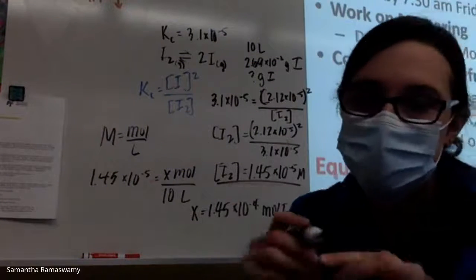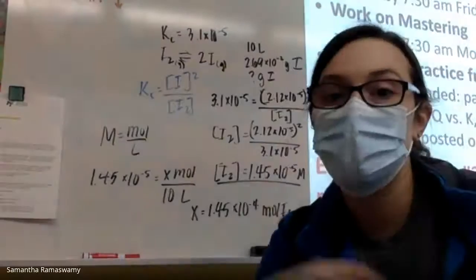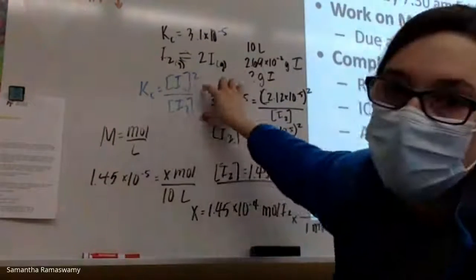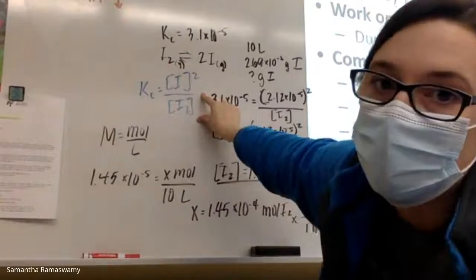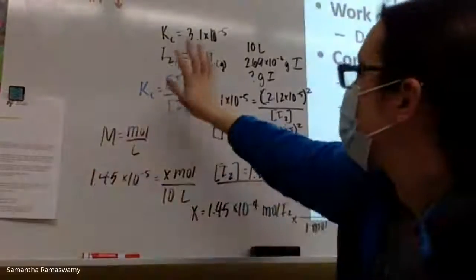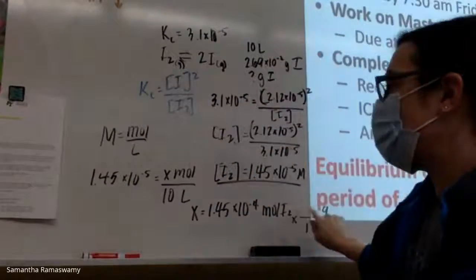So essentially, this is a problem where you had to take grams, use the idea that you need molarity in here, solve for molarity, use K to solve at equilibrium, and then go back out.